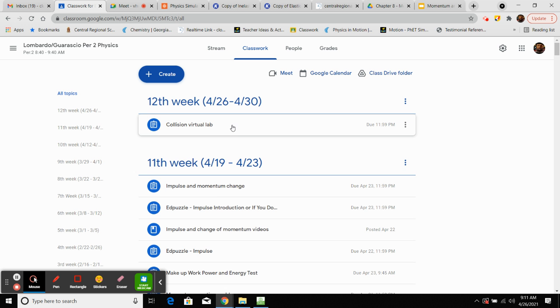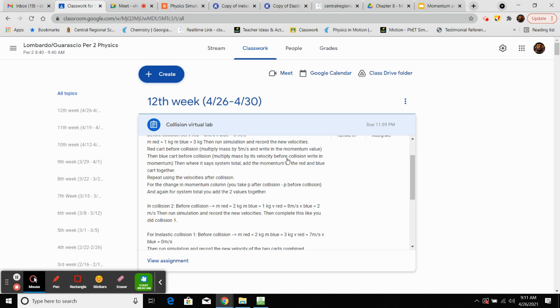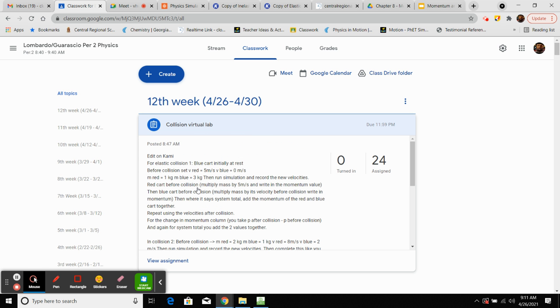In the directions, we delete one of the PDFs. They're both the same thing. No, they're not, they're different. One is for elastic and one is for inelastic. So we're going to look at the elastic one first.